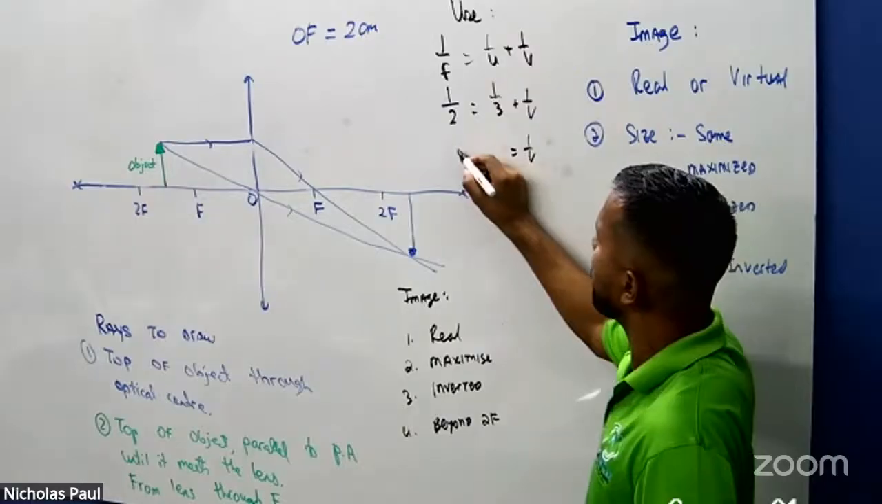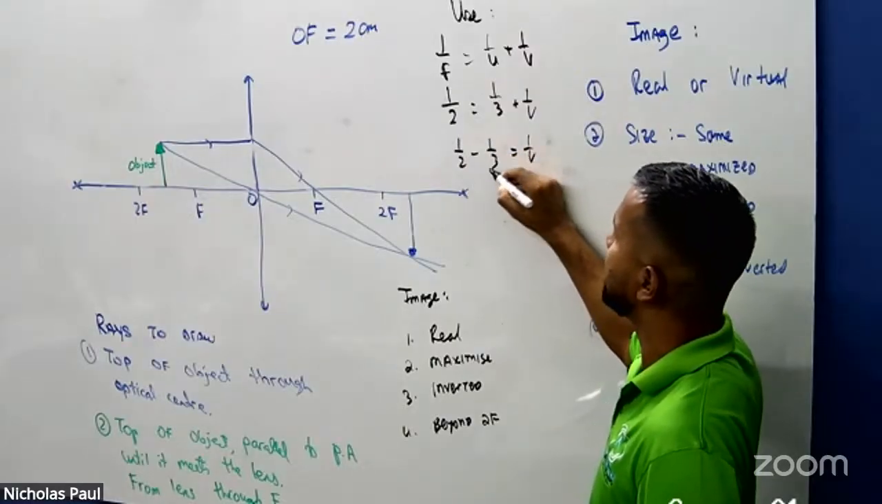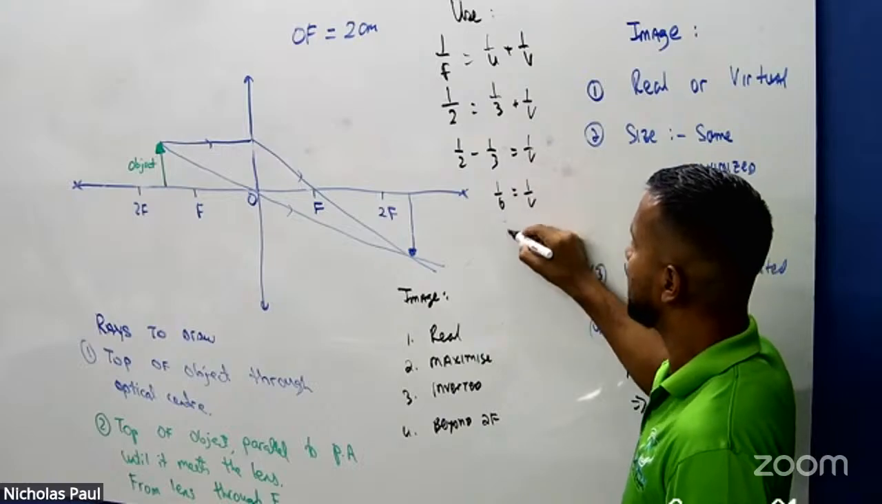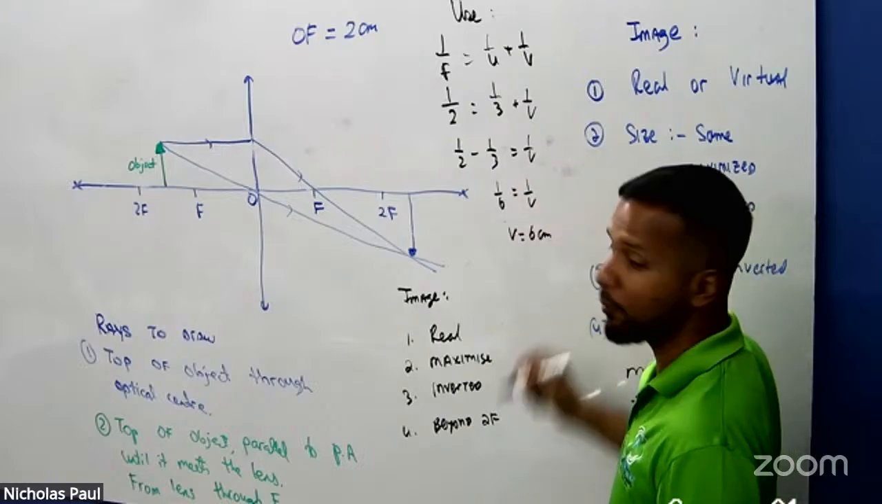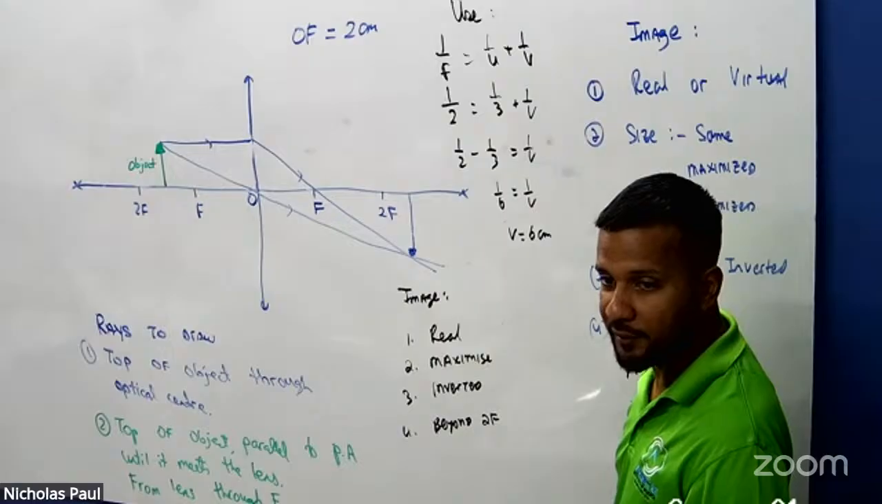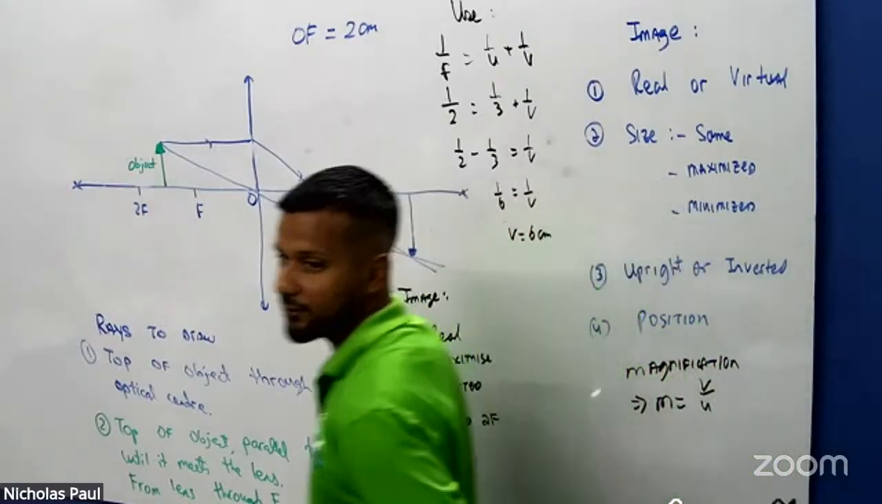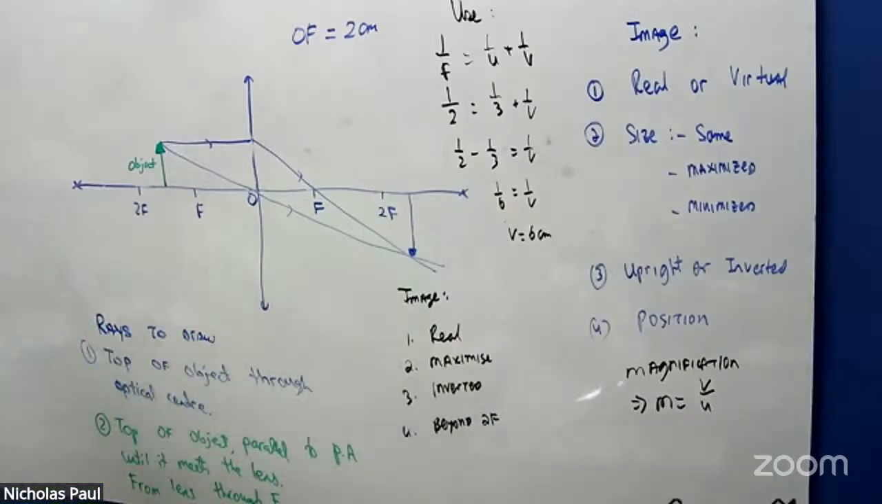You have to work it out. I have a half minus a third, which is 1/6. So the correct answer is supposed to be 6 centimeters, not 4 point something. Check it back. You got it wrong.